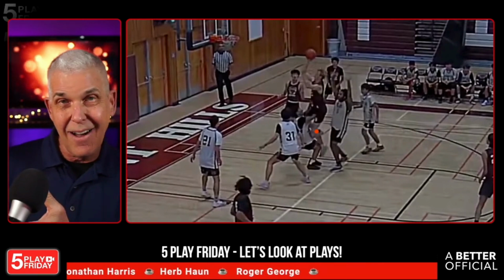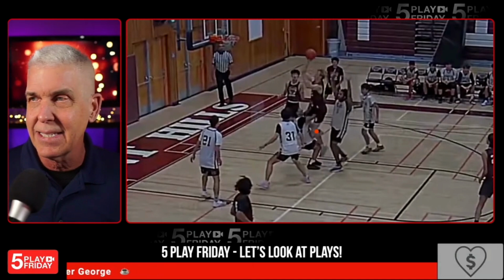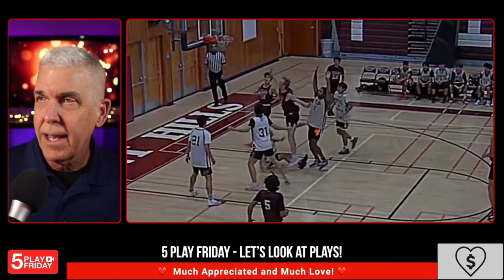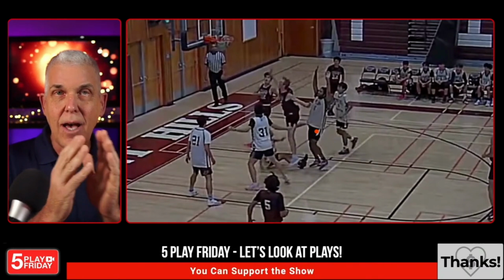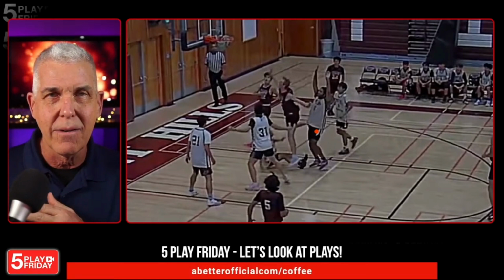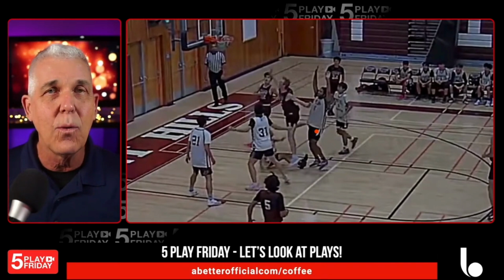If that contact caused our defensive player to fall, that would definitely be a block in this instance. So the player, the white player, ends up on the floor. But what caused them to go to the floor? It was not the offensive player. What caused them to go to the floor was their own act of sitting down. So we don't have a charge in this instance.